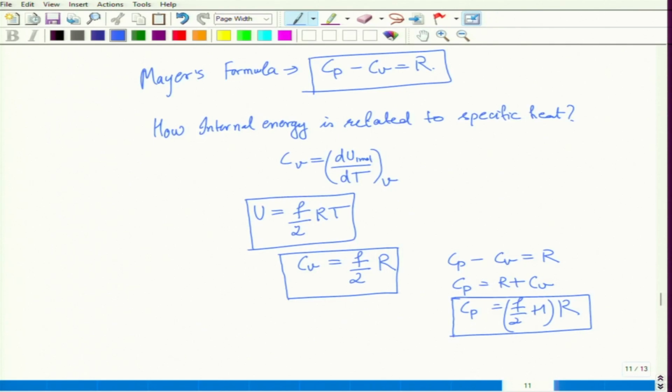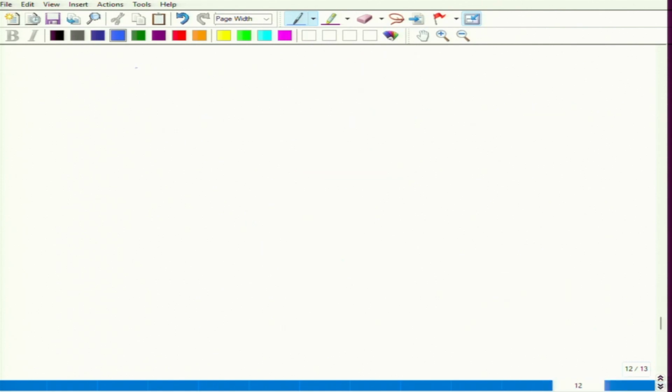Okay. So this is all about Mayer's formula and internal energy that is related to specific heat. Now, what is F? F we have already discussed, that is degree of freedom. So, for the case of monoatomic gases, degree of freedom is 3 because of the three kinds of molecular kinetic energy present in the three directions.